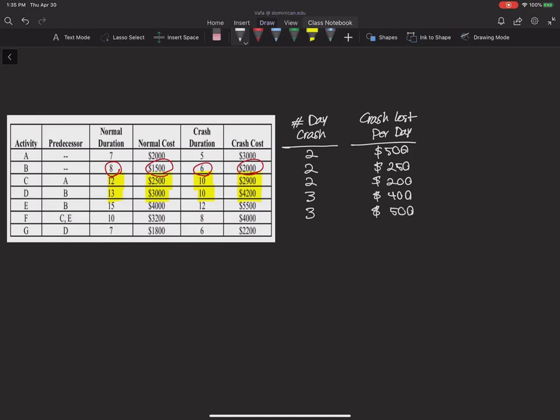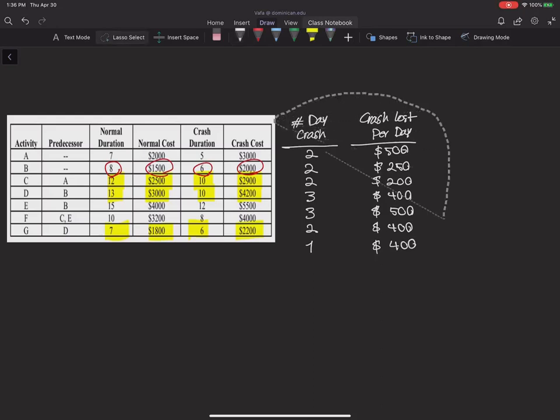For activity F, the difference is $800, and the difference in days is 2, so it can be crashed for 2 days at the cost of $400 per day. And for activity G, it is $400 for 1 day. The difference between 6 and 7 is 1 day, and the difference between the costs is $400. So it can be crashed for 1 day at $400.